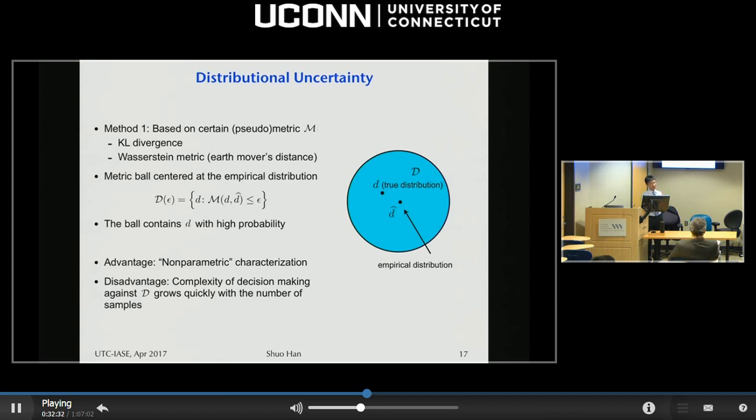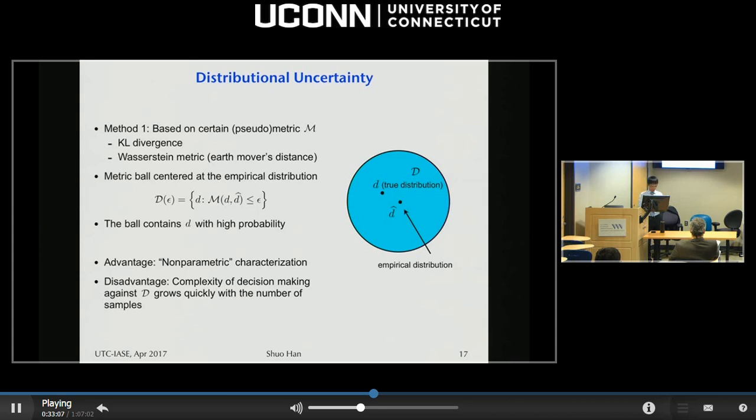So I won't go into the details. First of all, you can notice that the advantage of this method is that I don't lose any information about my data set, because the set is defined as something centered at my empirical distribution, which is the exact characterization of my data set. But the disadvantage, as it turns out, is that if you actually go down the path and try to solve the distributionally robust optimization problem, the size of the problem depends on the data set. So if you have a larger data set, then eventually the optimization problem we're trying to solve also becomes more expensive.